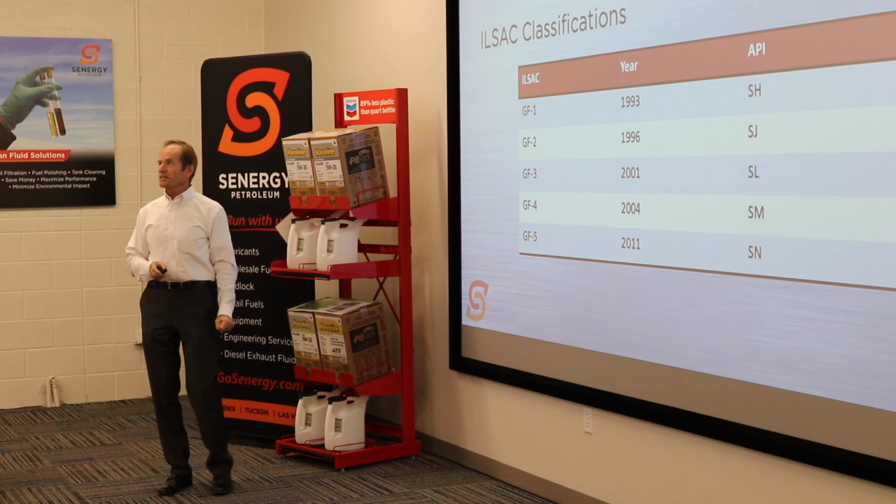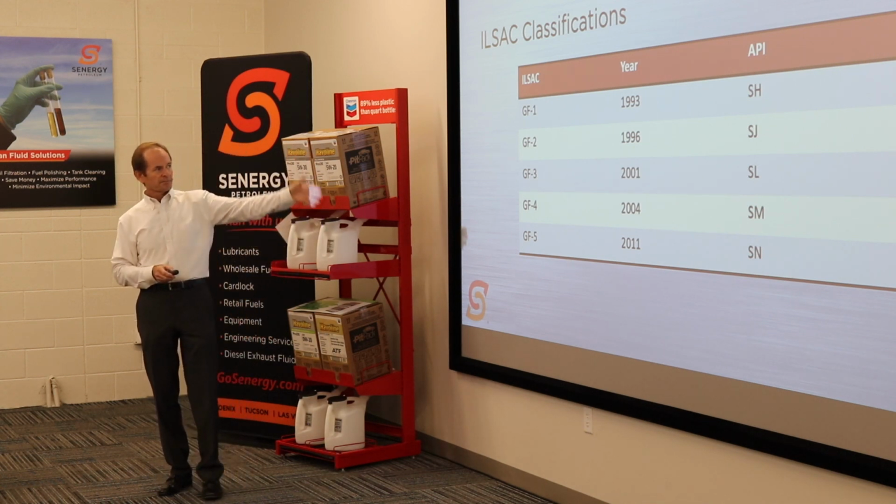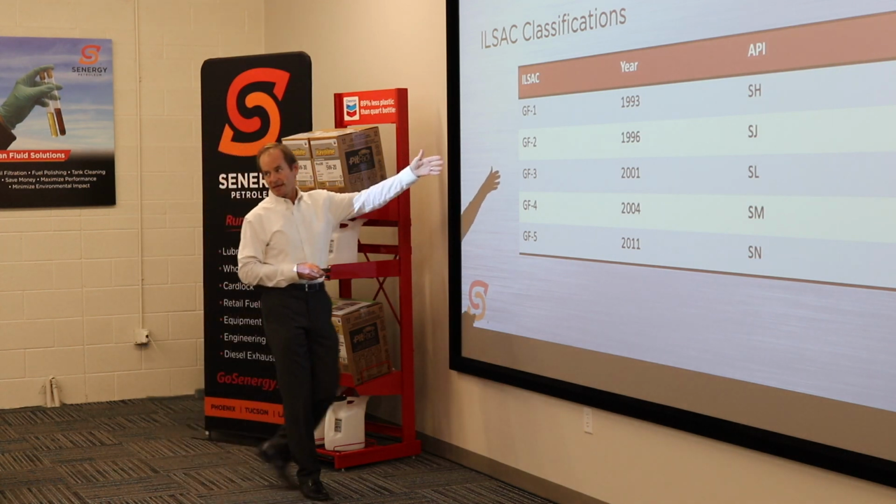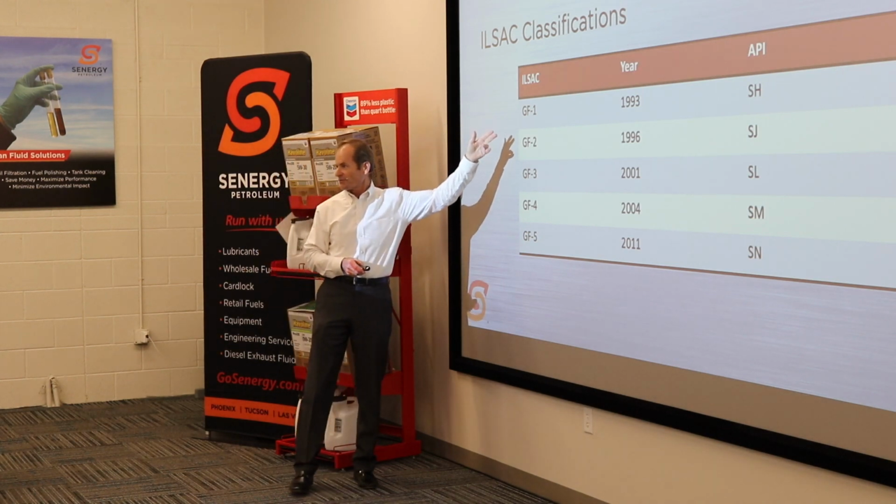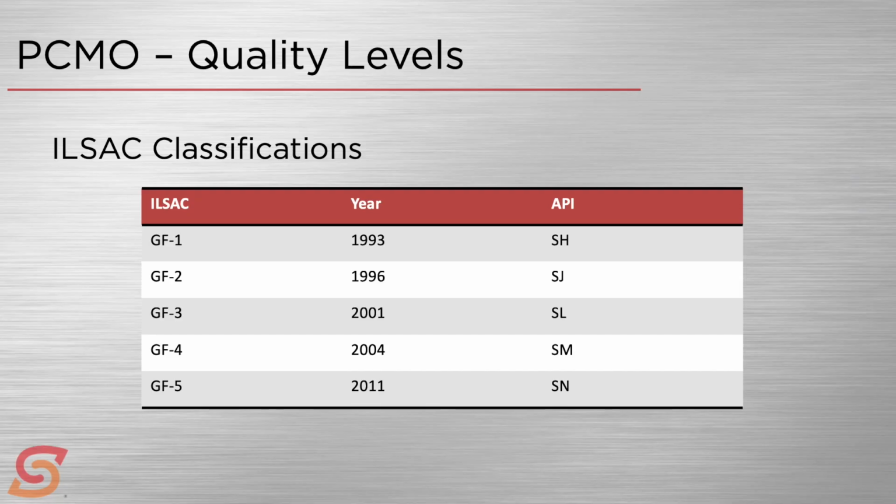The ILSAC classifications are maybe even less cleverly named, starting at GF-1, up now through GF-5. GF-5, again, at 2011. Each one of these corresponded to an API service level starting at SH. And kind of what had happened here, the backstory, is that I mentioned how the API kind of was leading this whole thing. They were the oil companies. They were deciding the specs.